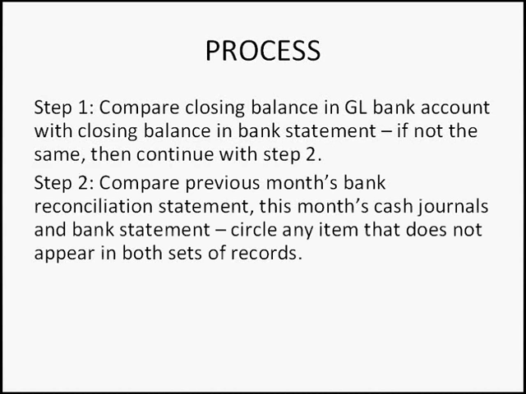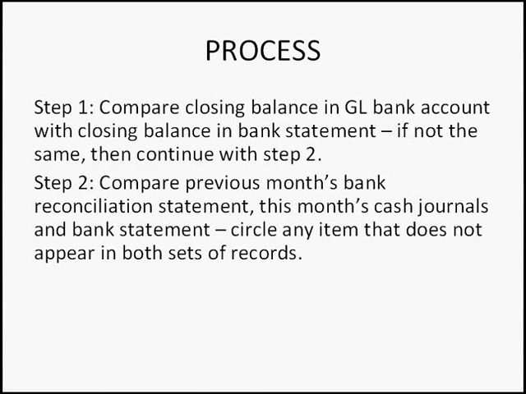So step 2 is then to compare the previous month's bank reconciliation together with this month's cash journals with your bank statement. In other words, last month we also would have had items that were not the same between the books of the business and the bank's statement, and we would have drawn up a bank reconciliation statement. It is possible that some of those items still do not show on the bank statement or have not been corrected in my books yet.